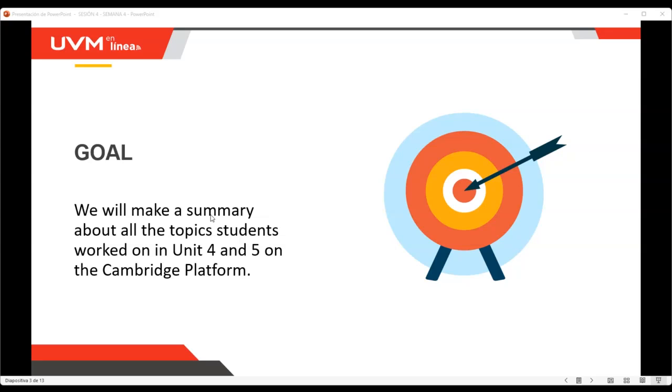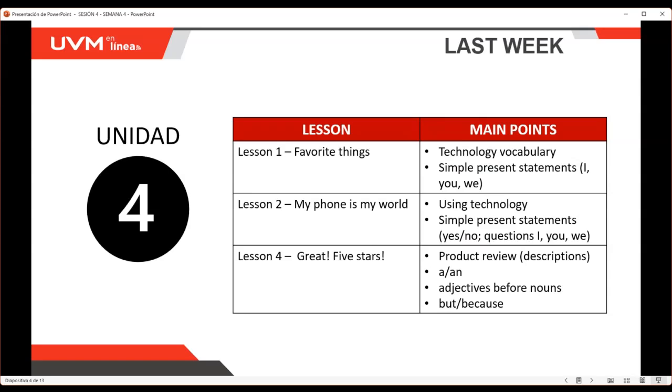And in Units 4 and 5, which are the units for today's class, the main point was the simple present. We're going to talk about this in a minute. So the goal is that we're going to talk about Unit 4 and Unit 5 on the Cambridge platform. Let's start with that. For Unit 4, you had 3 lessons. The first was called Favorite Things. The second one was My Phone Is My World. And the last one was Great, 5 Stars.